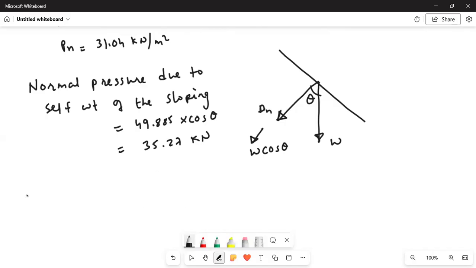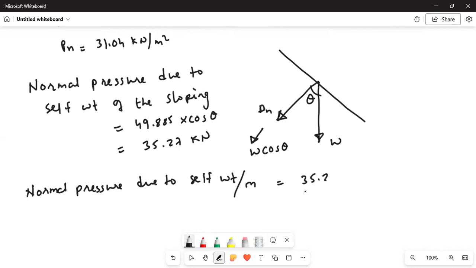Okay. So again, normal pressure due to self weight divided by per meter. So circumferential distance you need to divide because we are dealing with the circular bunker. 35.27 divided by circumferential distance, that is pi into d. D, what is d? D is the mean diameter, 2.14. So this is coming as 5.25 kilonewton per meter.